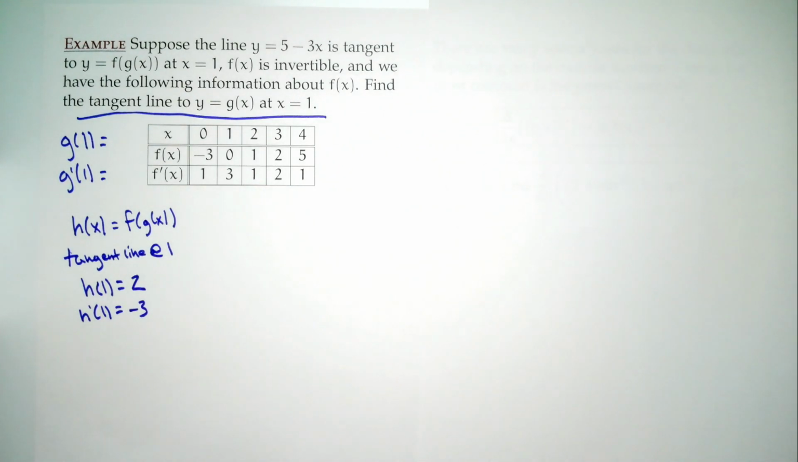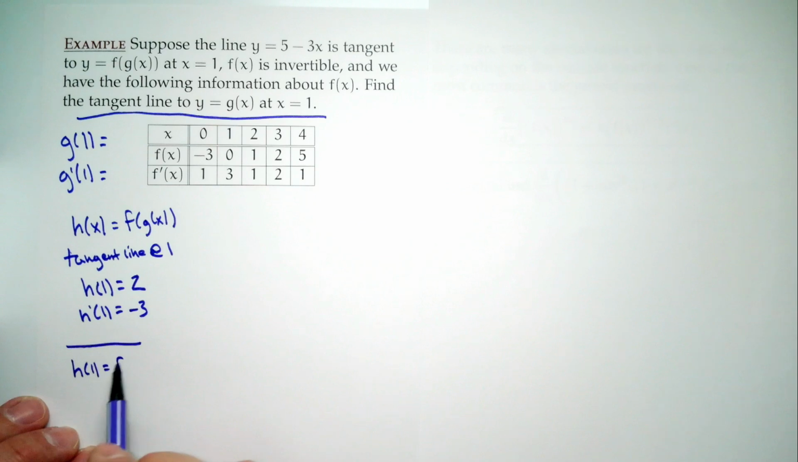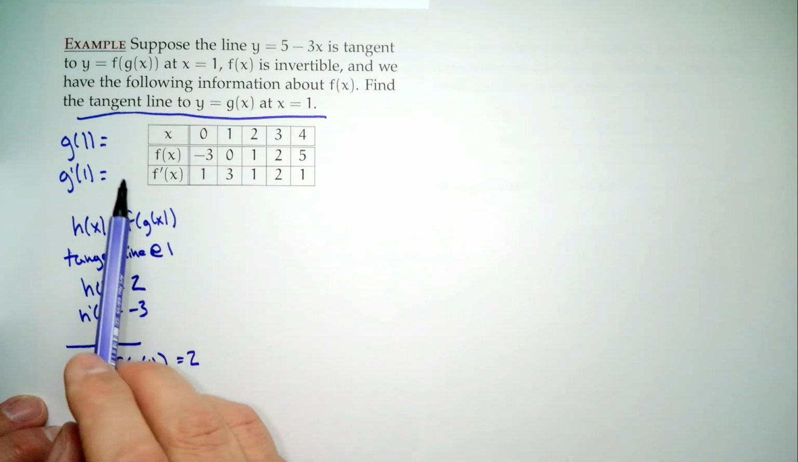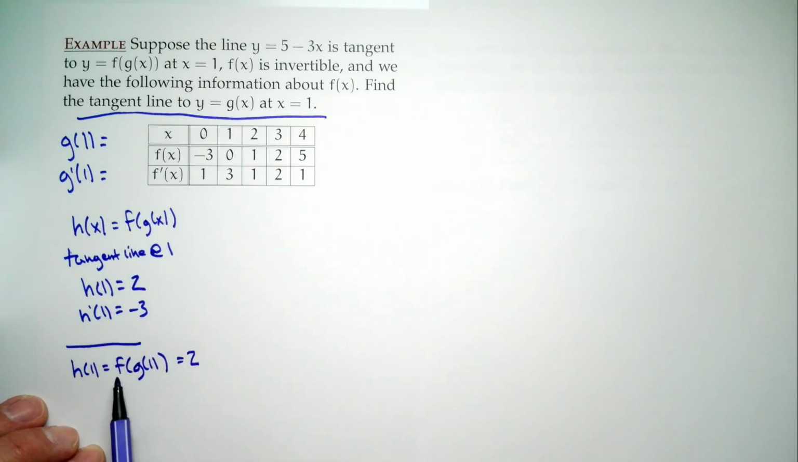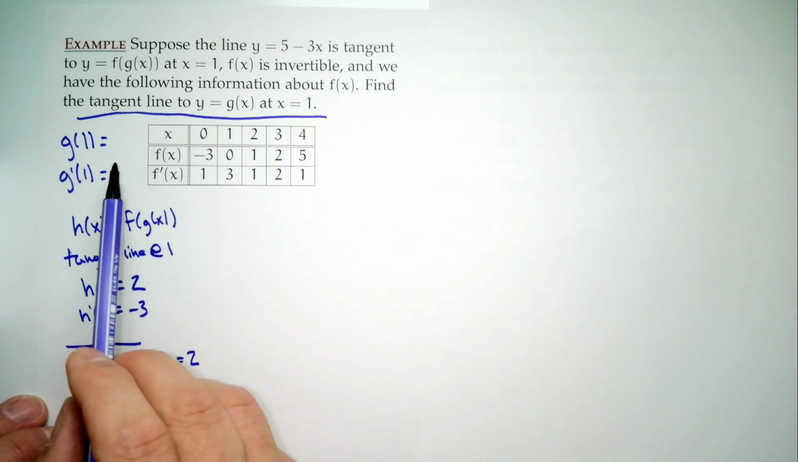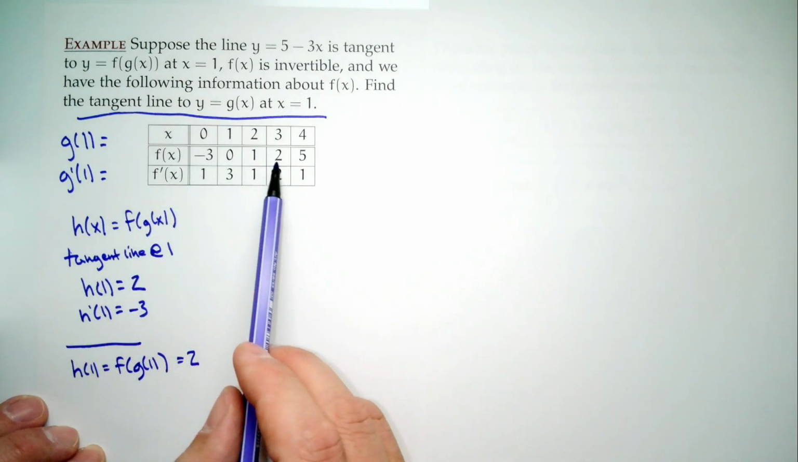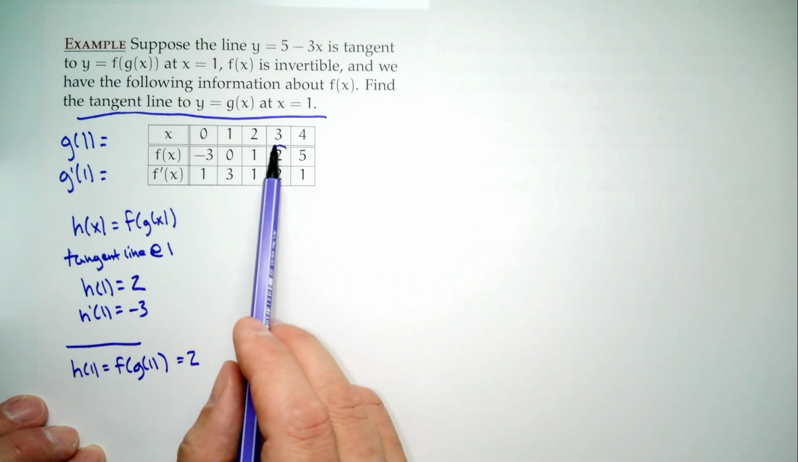Now, what else do we have? Well, we know that h of 1 is f of g of 1. But we just figured out that h of 1 equals 2. So f of g of 1 equals 2. So that means I need to scan and say, when does the output of f give 2? So we scan along the row, and we say, negative 3, no, 0, no, 1, 2. 2, there's the 2 right there.